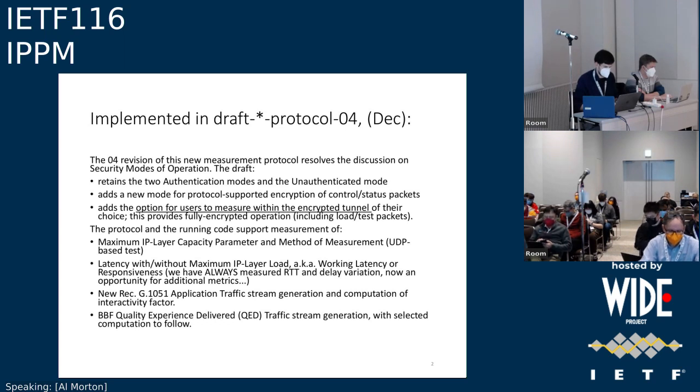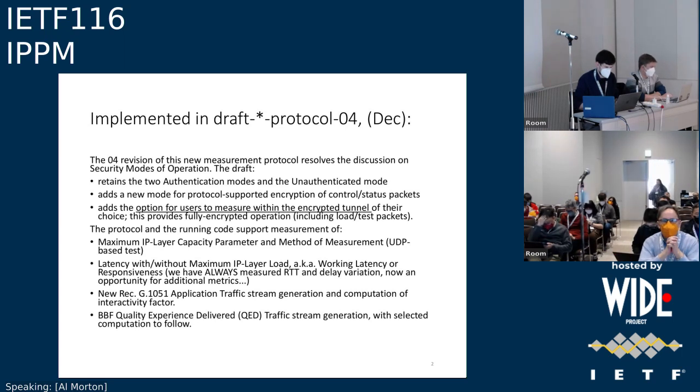Since we published the draft early, we started to expand, looking at what the protocol can do. And we're finding this to be a pretty capable protocol. So not only are we doing our RFC 9097 maximum IP layer capacity measurements, but we're also measuring latency with and without the maximum IP layer load. That gives us a range of the delays and delay variations that you would see in unloaded and fully loaded operation. We've always been measuring round trip time and delay variation. So it's really just an opportunity now to add some additional metrics, if we talk about that a bit.